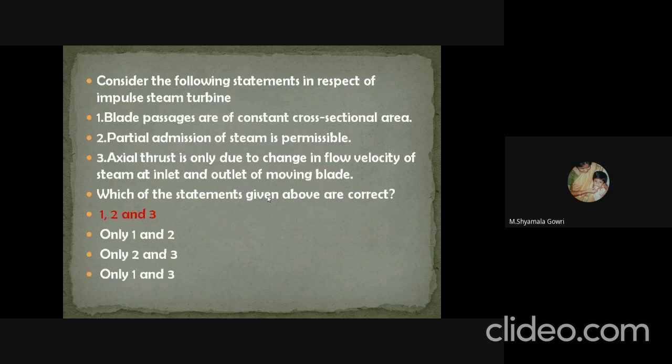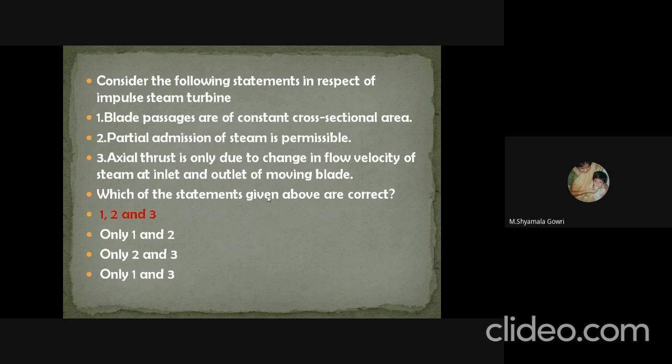Consider the following statements in respect of impulse steam turbine. First, blade passages are of constant cross-sectional area. Next, partial admission of steam is possible. Third, axial thrust is only due to change in flow velocity of steam at inlet and outlet of moving blade. Which of the statements given are correct? 1, 2 and 3. All three are correct.